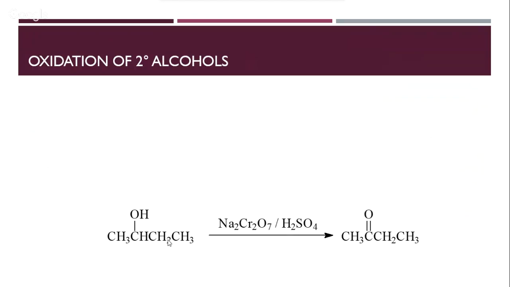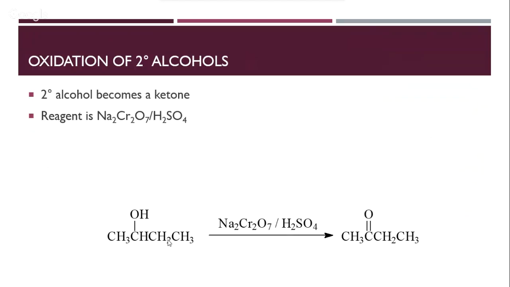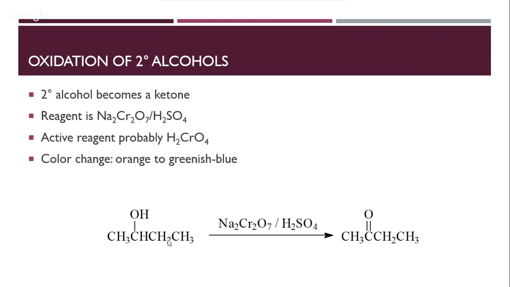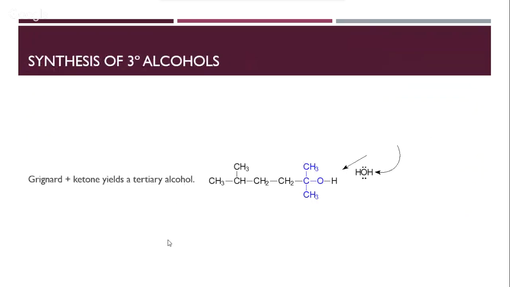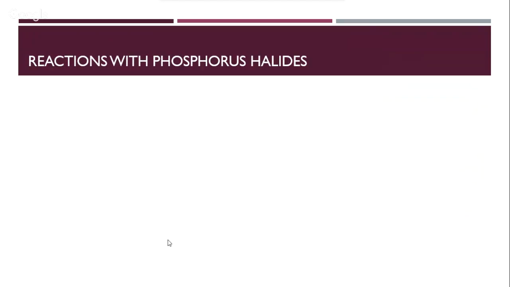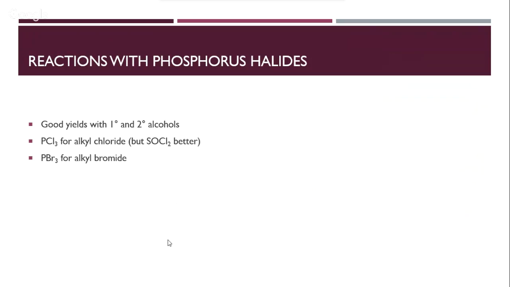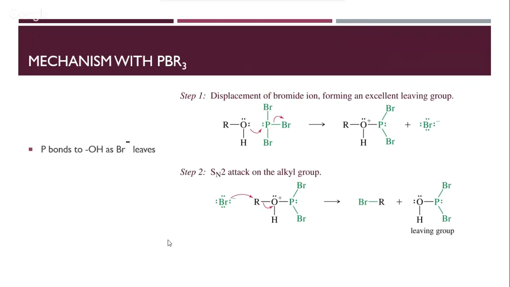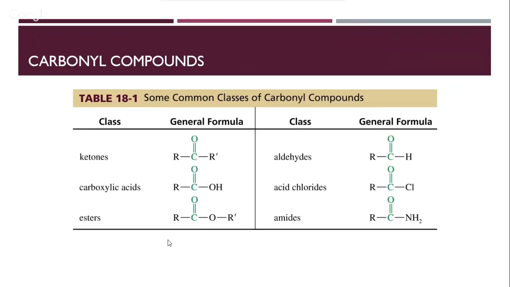Then oxidation of alcohols with K2Cr2O7, Na2Cr2O7, or simply H2CrO4, a color change happens. Then we have also seen 3 degree gives only alcohols. Then reaction with phosphorus halides, that is PCl3, PCl5, and we can also use PBr3, PI3. Alcohols end up forming RBr. Then we have seen different carbonyl groups.